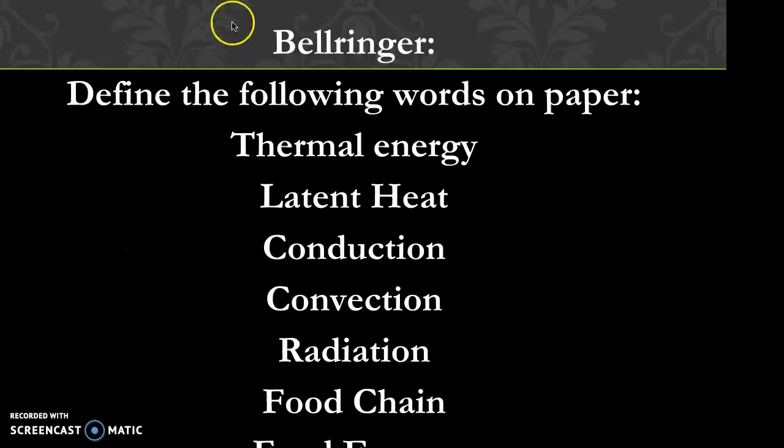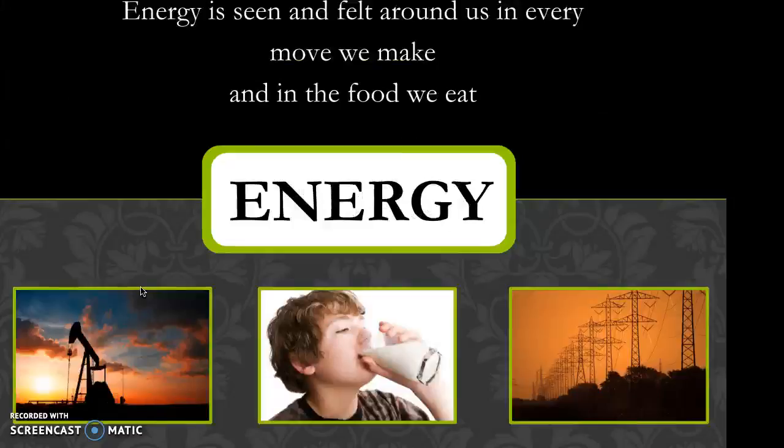You do need to complete this bell ringer right here. You need to define the following words: thermal energy, latent heat, conduction, convection, radiation, food chain, and food energy. Once you do that on your own paper, please turn it into your tray.